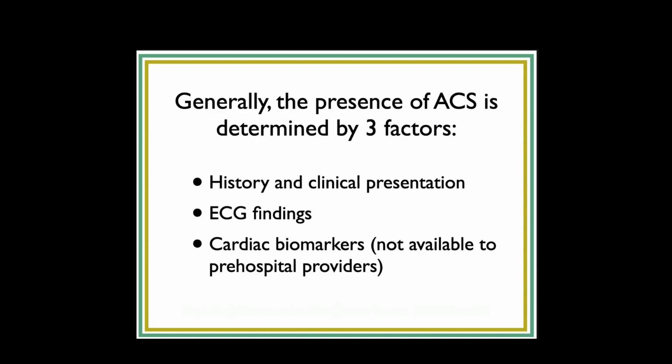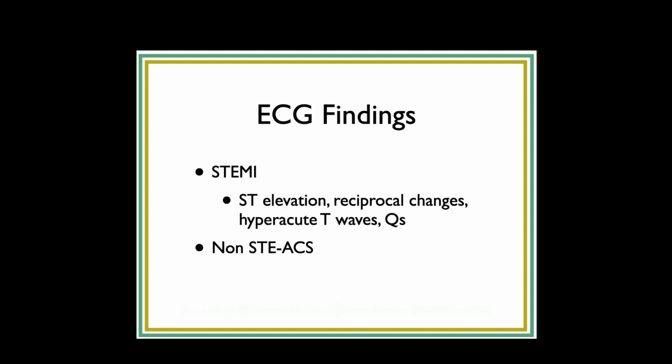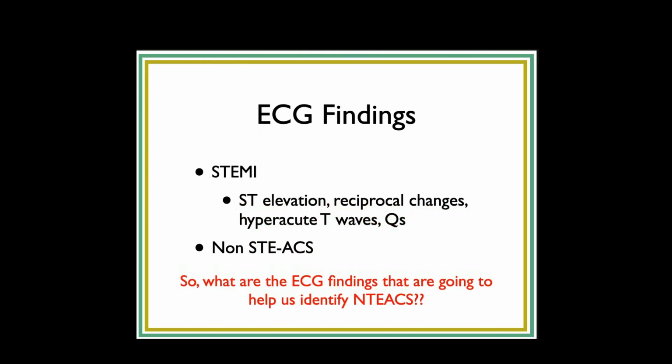Now, generally the presence of acute coronary syndrome is determined by 3 factors: history and clinical presentation, ECG findings, and cardiac biomarkers, unless it's a STEMI, in which case they get to the cath lab first. But for our purposes, we know about clinical presentation. Let's look at the ECG findings. STEMI, we know all about that, okay? We're not going to do that today. So what are the ECG findings that make us suspect non-ST elevation ACS?